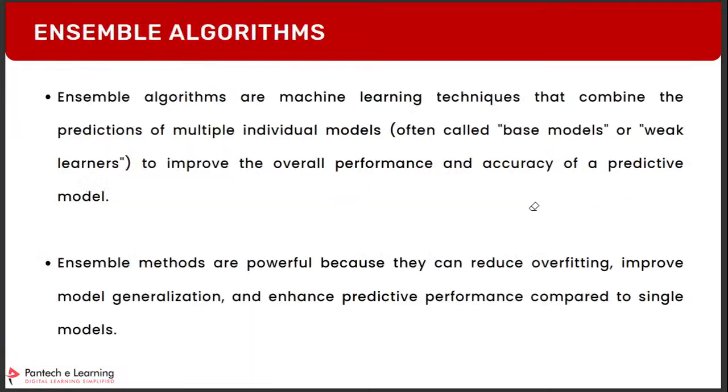Ensemble algorithms are machine learning techniques that combine the predictions of multiple individual models, called base models or weak learners. So here you are not having one iteration, you will be having multiple iterations of your algorithm. Imagine if you have a decision tree, you run it 100 times, and based on the 100 outputs you give one result, that will be really good, right? That is what happens in ensemble algorithms. Ensemble methods are powerful because they can reduce overfitting, improve model generalization for new data, and enhance predictive performance compared to a single model.